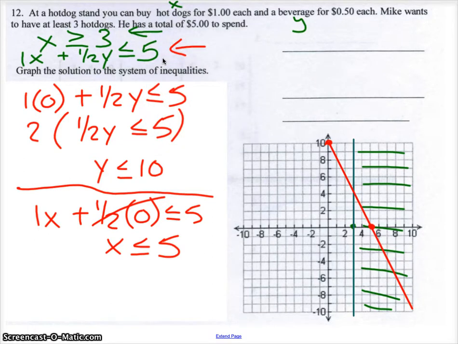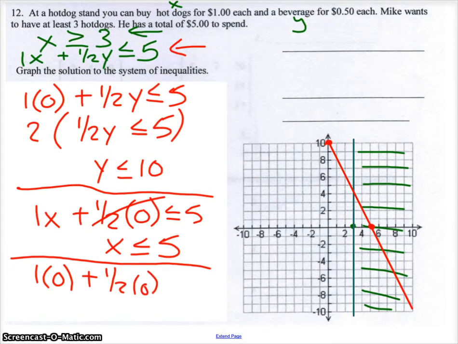Now let's get shaded. Let's look at the point 0, 0, back at our original equation. If we put in a 0 for x, we have 1 times 0 plus 1/2 times 0 is less than or equal to 5. And 0 is definitely less than or equal to 5. So we get to shade in everything over here.